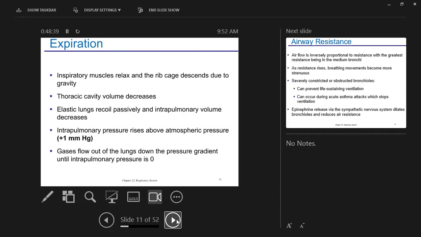Expiration, the pressure inside the alveoli is 1 millimeter greater than air pressure.